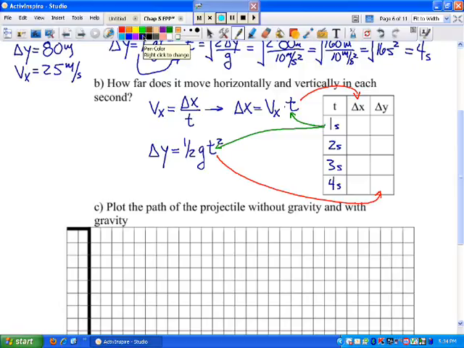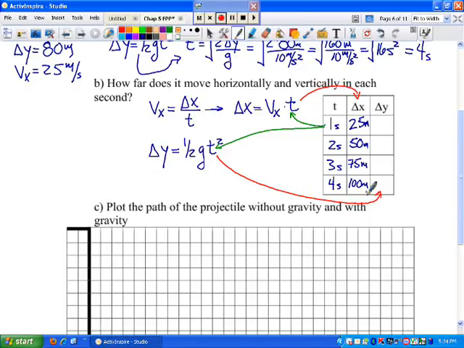By plugging in our time into our horizontal distance equation, our delta x is equal to Vx times t, we know that our projectile travels 25 meters in the first second, and after 2 seconds has gone a total distance of 50 meters, after 3 seconds 75 meters, and after the 4th second 100 meters.